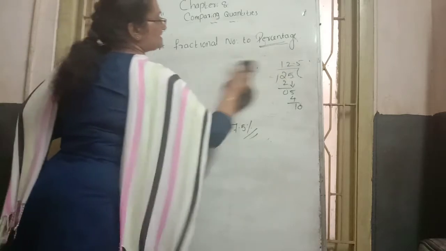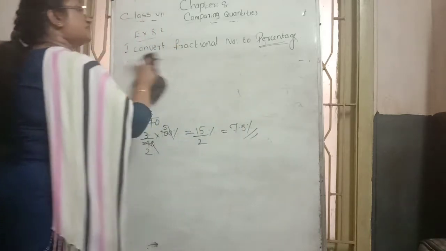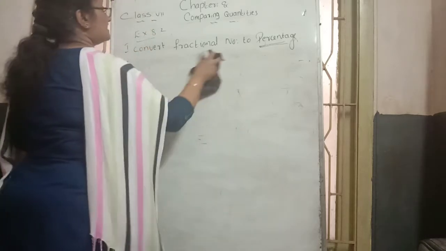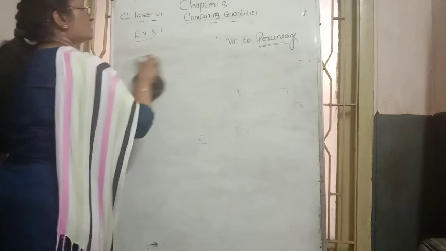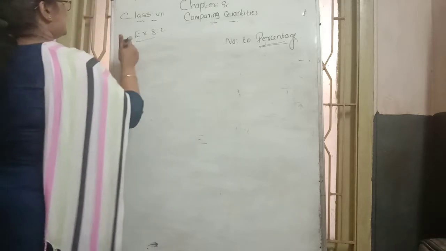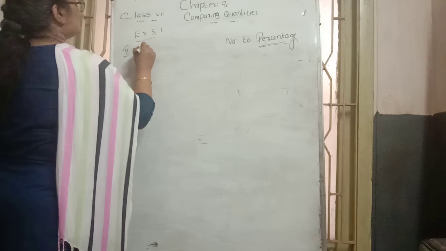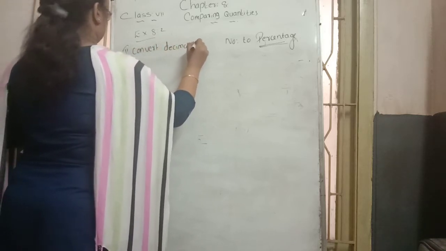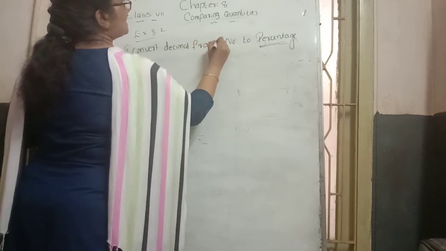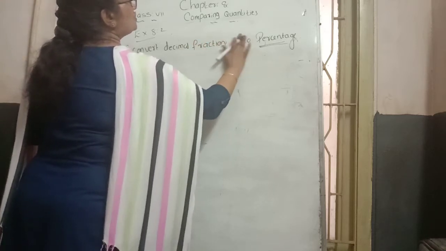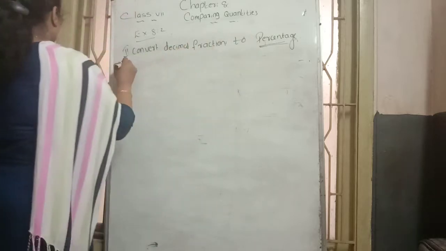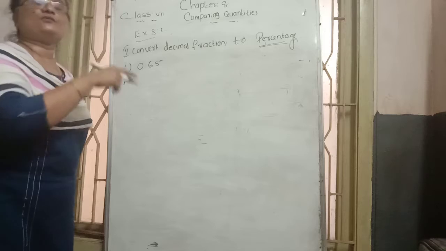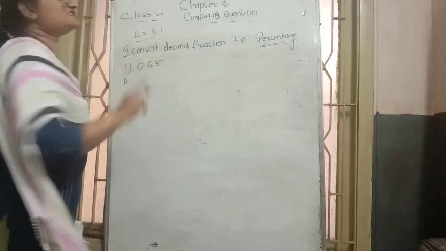Then the second Roman numeral talks about decimal numbers being given. Then how to convert into a percentage? How to convert decimal numbers to a percentage? Second Roman: convert decimal fraction to percentage. That is the question. First question 0.65. In this way the question is given. A decimal point is given. We want to convert it to a percentage.